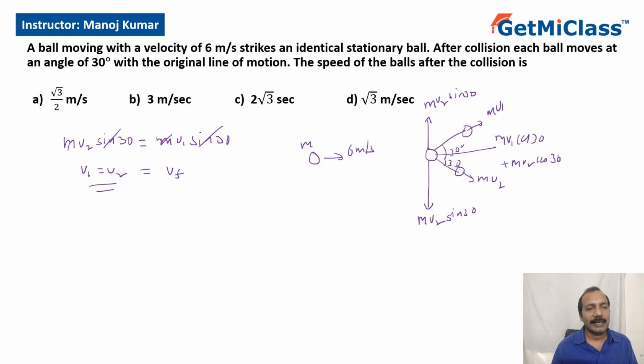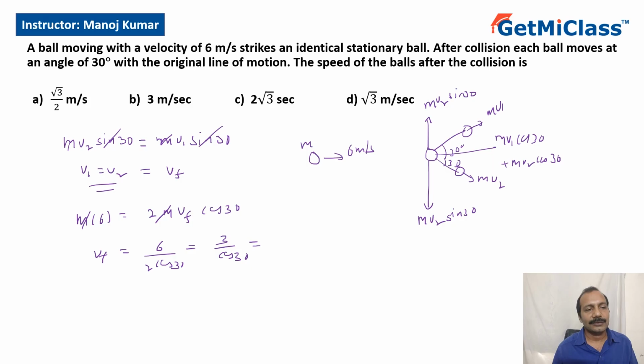Now by conservation of momentum in the horizontal direction, or in the x direction, I can say m into 6 should be equal to 2 into m into vf into cos 30. So let's check, m cancels. So we are left with vf equal to 6 by 2 cos 30. So that is 3 by cos 30.